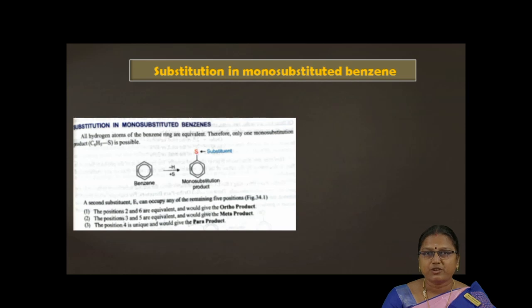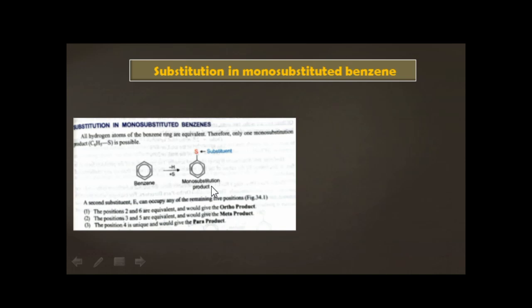So let me point out first how the monosubstituted benzene is formed. That we have seen in the last video itself. Benzene upon aromatic electrophilic substitution forms a monosubstituted product. Here all the positions in the benzene are equivalent, so we expect that only one product is formed. Actually, one product is also formed.